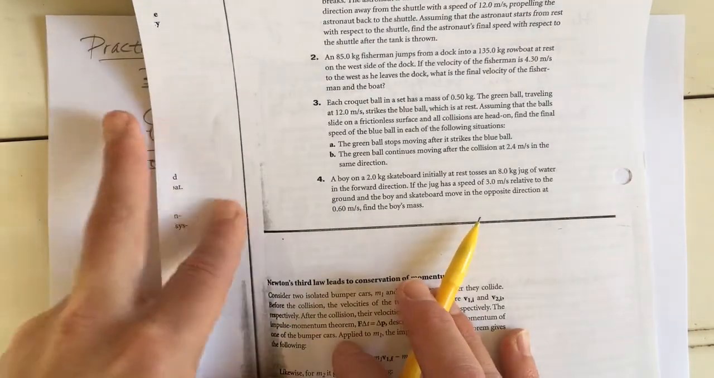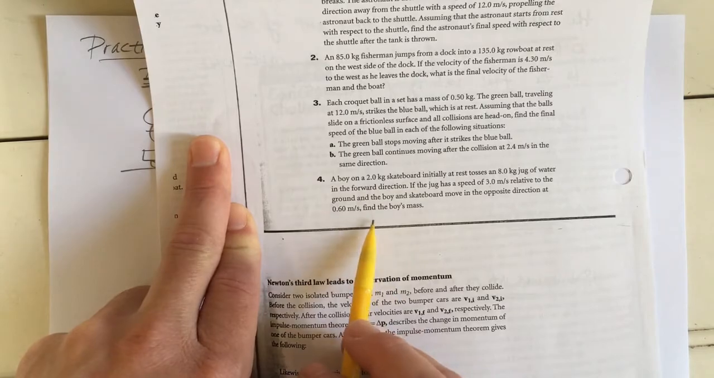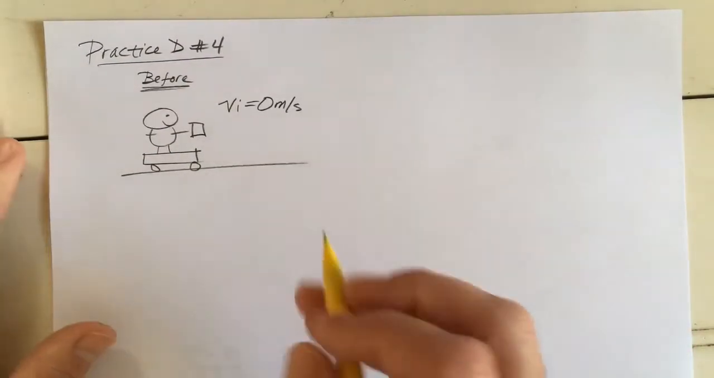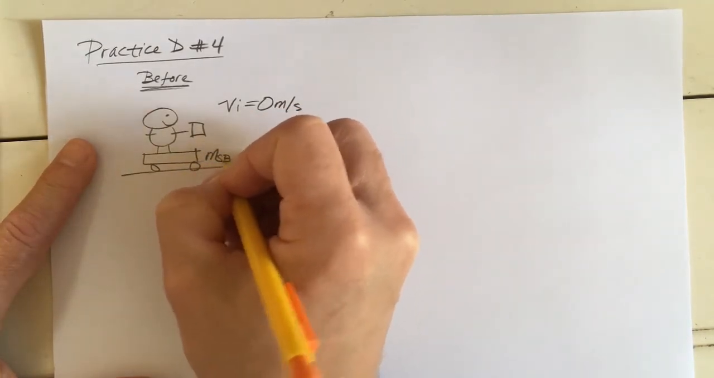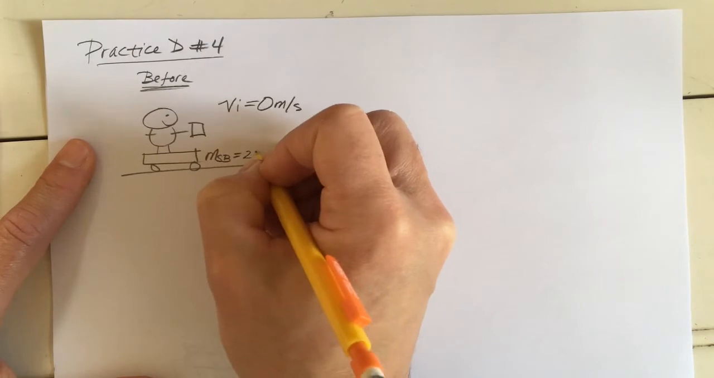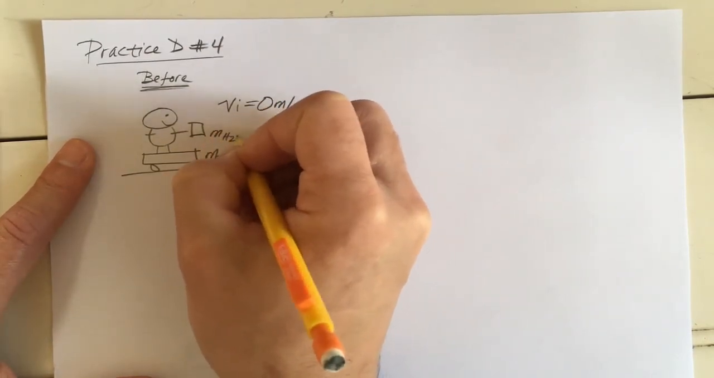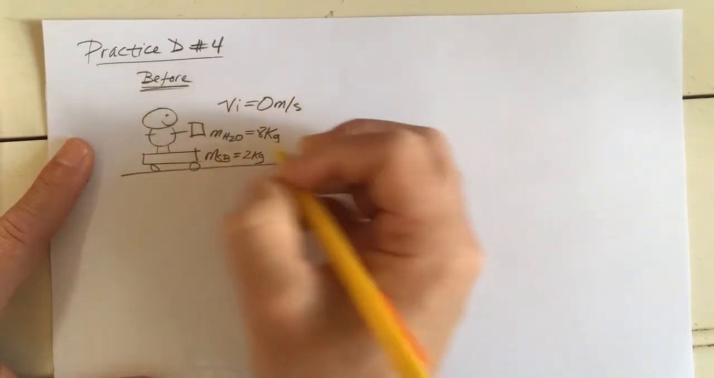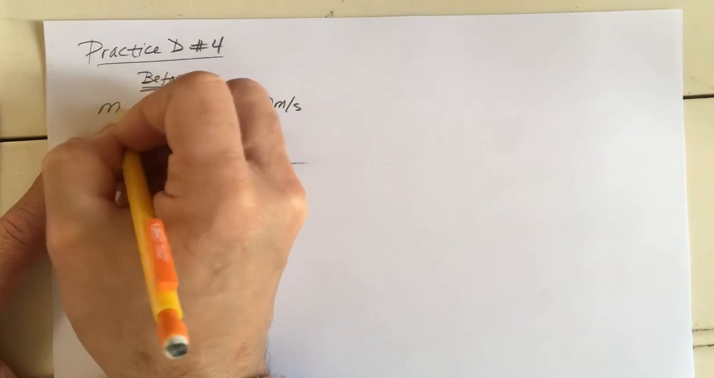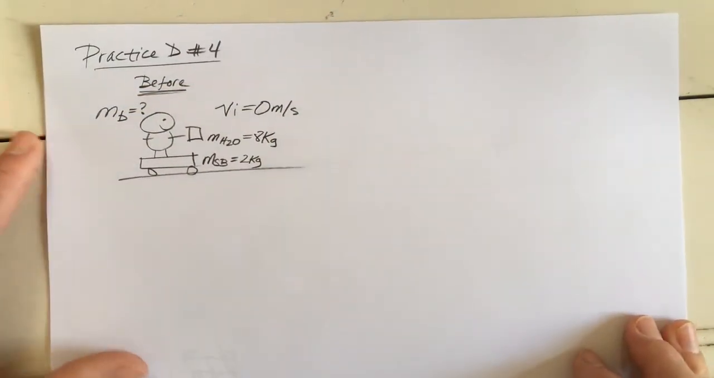This is trickier because the boy and the skateboard are going to move together at the end, but we want just the boy's mass. Okay, and we know the skateboard's mass. So let's go ahead and label some of those. Mass of the skateboard is going to equal that 2 kilograms. Mass of the water, or H2O, is going to equal 8 kilograms. And the mass of the boy is what we don't know. All right, so that's our before situation.